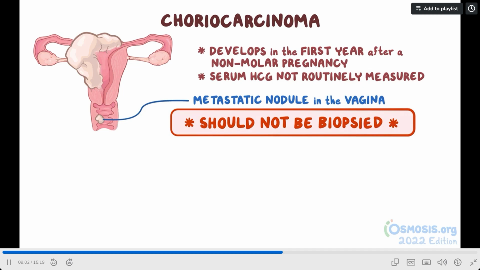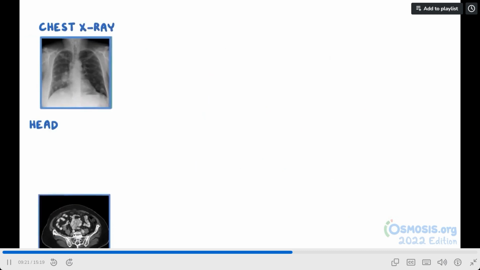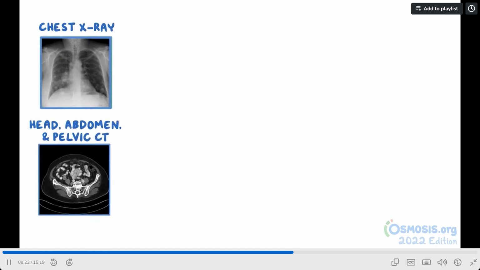When choriocarcinoma is suspected following a non-molar pregnancy, serum HCG values should be determined, and they're usually going to be really high. Additionally, an ultrasound should be done to rule out pregnancy and identify the tumor. The workup for both a persistent mole and choriocarcinoma includes a chest X-ray and a head, abdomen, and pelvic CT to look for metastases and to stage the tumor.